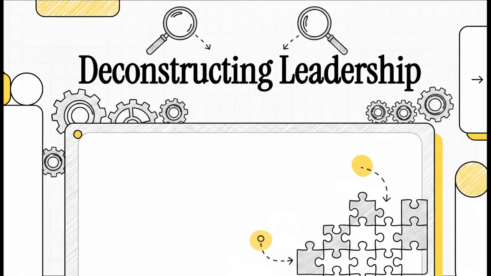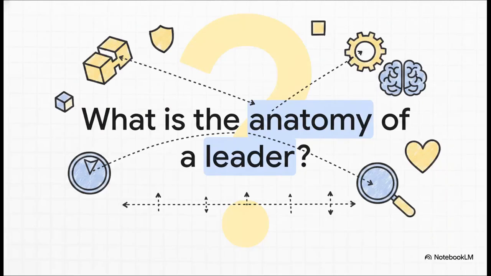Today, we're really going to deconstruct leadership. We're going to move past the usual inspirational quotes and instead analyze a very structured framework, one that's designed to identify the actual, tangible qualities of leadership potential. So what is the anatomy of a leader? I mean, really, what are the component parts? How can we actually dissect the specific traits that signal someone has what it takes? That's the big question we're going to explore right now.